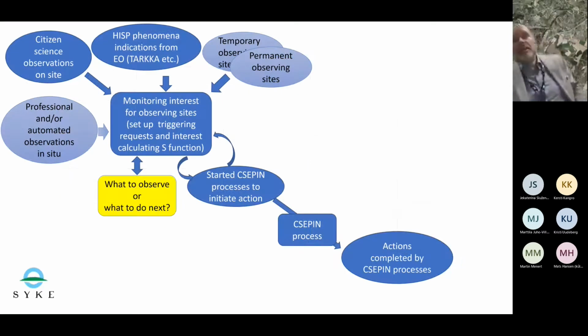And this is the typical organization of these things: there are citizen observations coming in on site, which means that somebody is there on location to see what the water quality is. There are HISP observations from Earth observation. And then there are potentially specific sites defined for which you define these kinds of interests.